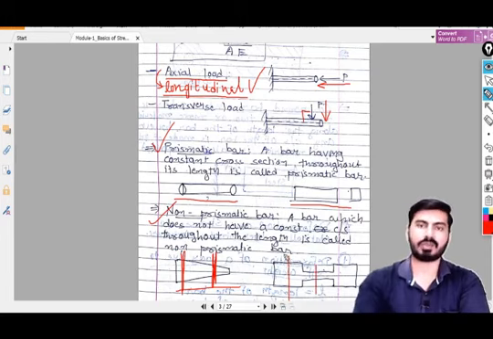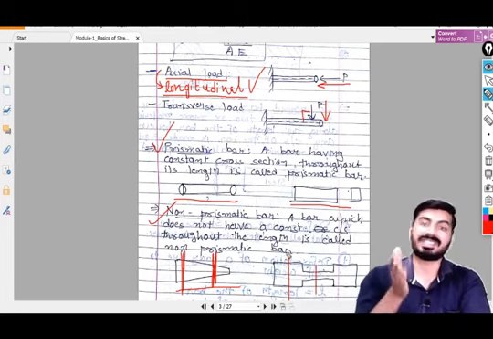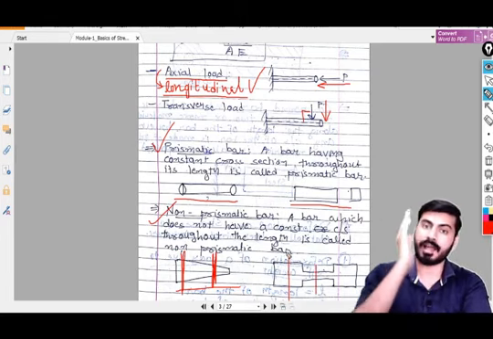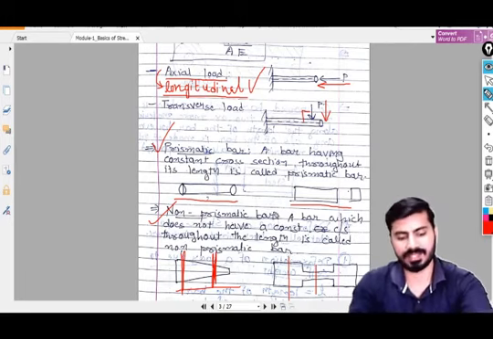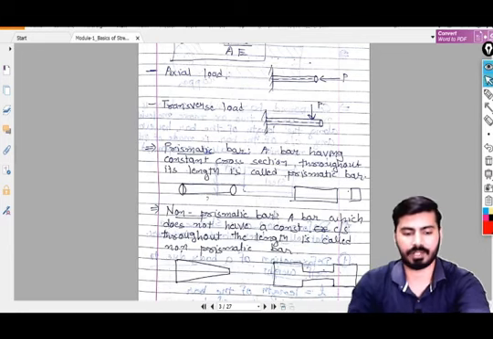Okay, so basically cross section area is the area which can be seen from the side view if you cut the particular bar. So this was the basic idea about the different types of the bar.